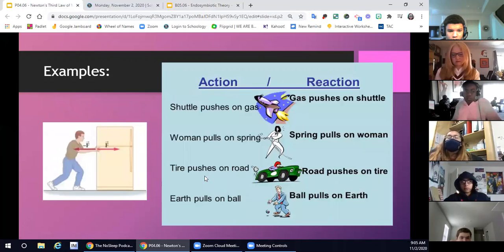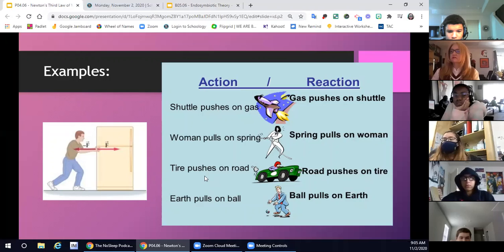So here are some examples of action and reaction. A shuttle pushes on gas, the gas pushes on the shuttle. A woman pulls on the spring, the spring pulls on the woman. A tire pushes on the road, the road pushes on the tire. Earth pulls on a ball, the ball pulls on the Earth. So again, they always come in pairs. There's an action and there's a reaction.